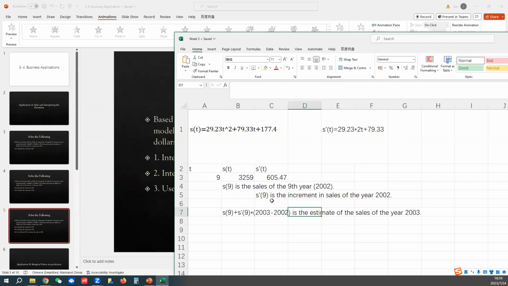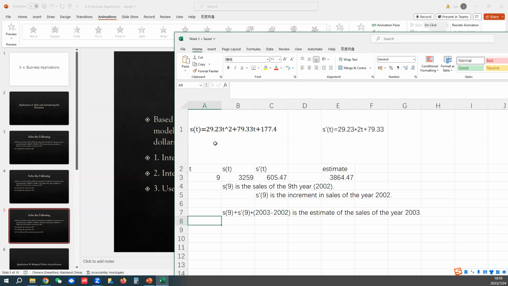So how do we calculate it? Here, the estimate is basically S9 plus S prime 9, which is 3864.47. So that's the estimate.